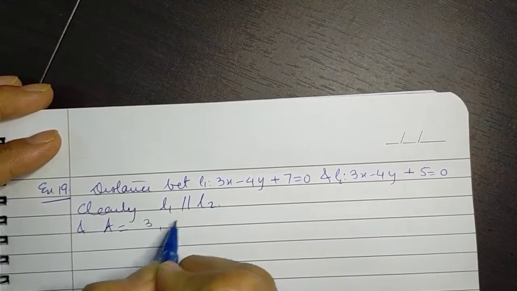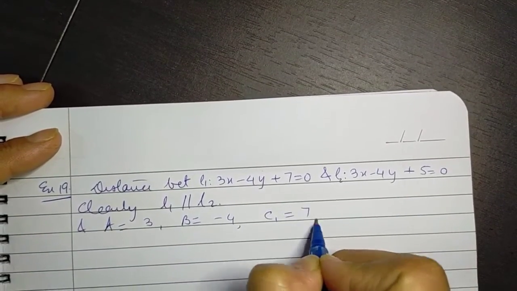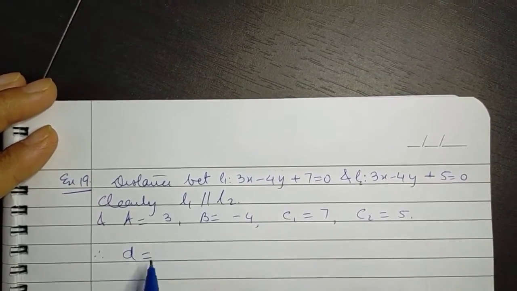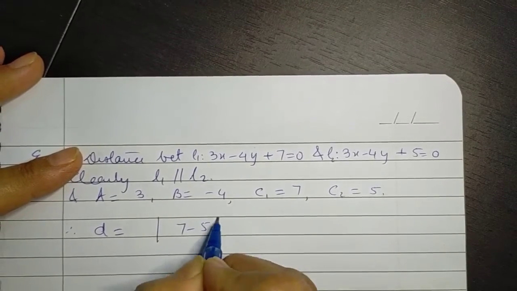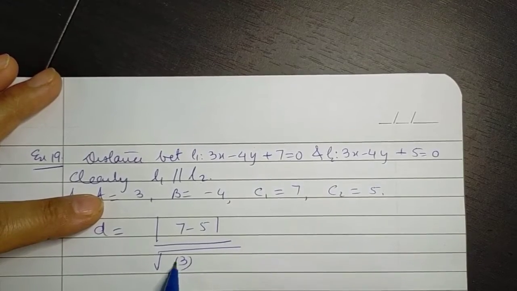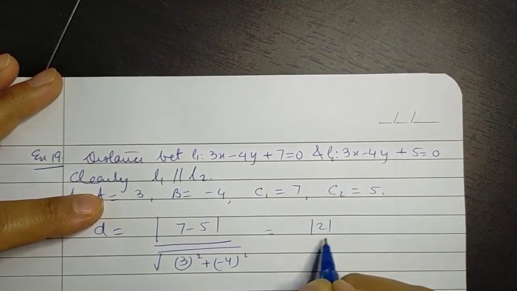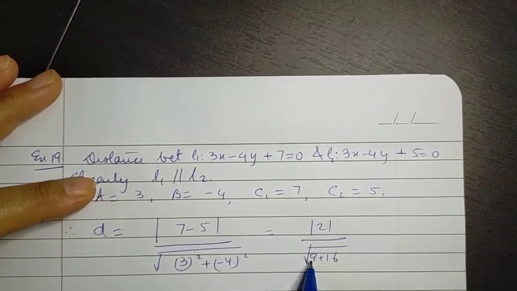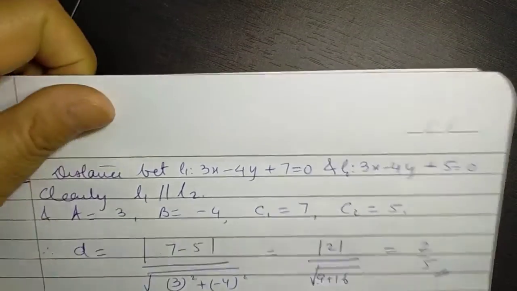So clearly L1 is parallel to L2, and a equal to 3, b equal to minus 4, c1 equal to 7, c2 equal to 5. Therefore, the distance d between the two lines would be modulus of c1 minus c2, that is 7 minus 5, whole upon under root of a squared plus b squared, that is 3 square plus minus 4 square, which gives us 2 upon under root of 9 plus 16, which is 25, which is 5, and this gives you 2 upon 5, which is the answer.